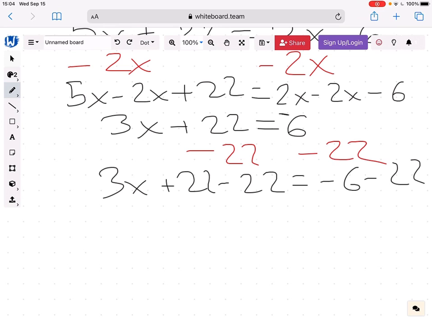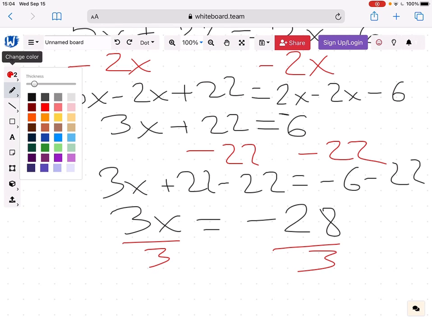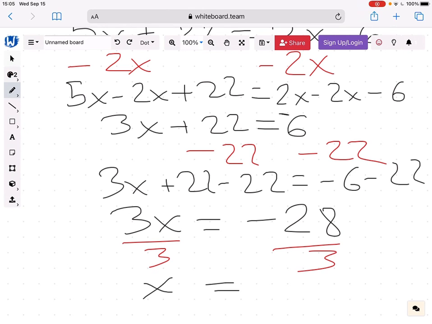Now, on the left-hand side, I just have 3x. On the right-hand side, I have minus 6 minus 22, which is minus 28. And the last step is to divide everything by 3, since we want to have 1x and we have 3 times more. So what are we going to get? We're going to have x equals minus 28 thirds.